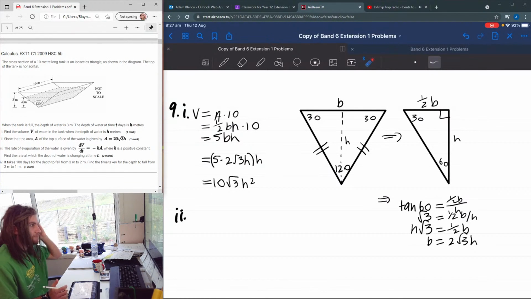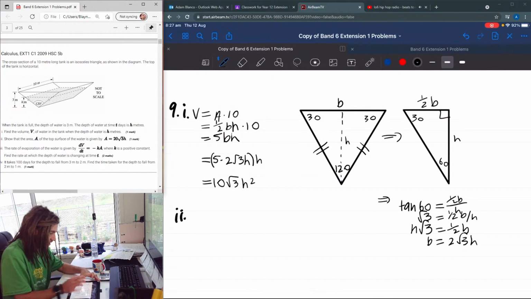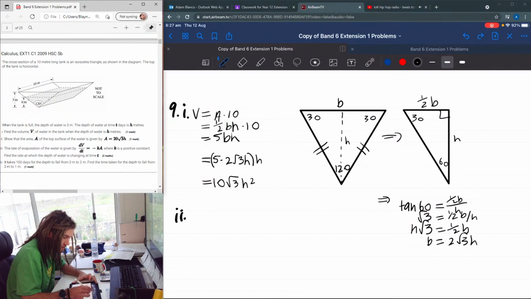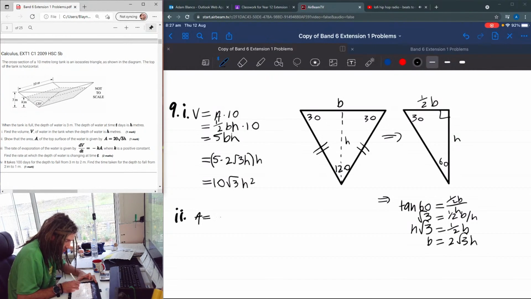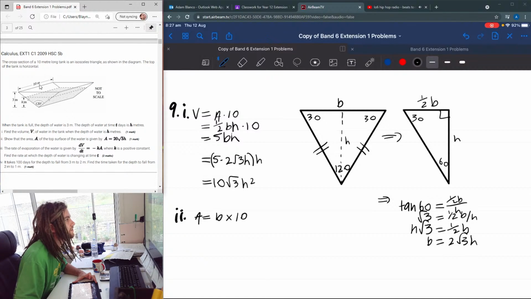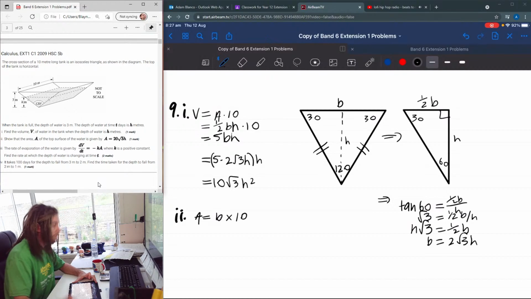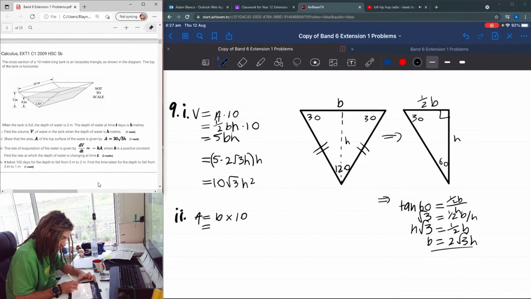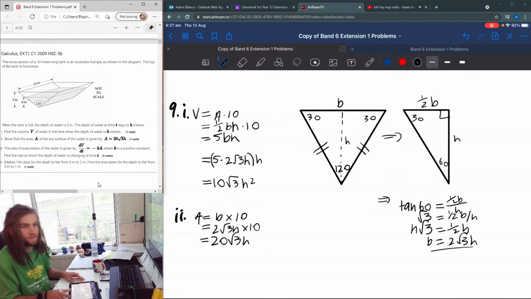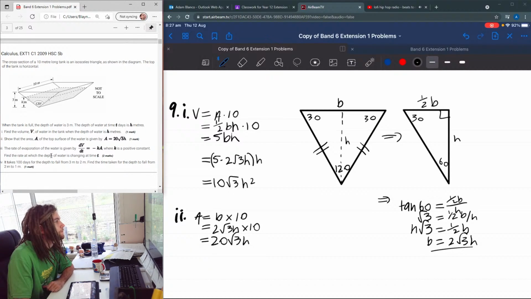But it does set you up for the next mark, because the next mark's going to take like 5 seconds, because the area is going to be B times 10, which was just, that's 10, isn't it? Yeah, because if that's 10, then that's 10. So I know what B is. That was down here. So 2 root 3 H times 10, which is just 20 root 3 H. So that took like 5 seconds. I can understand why that's a 1 mark question.